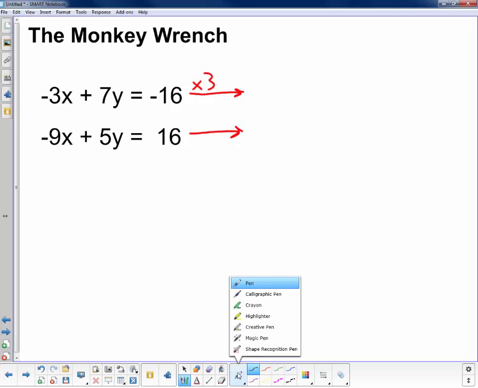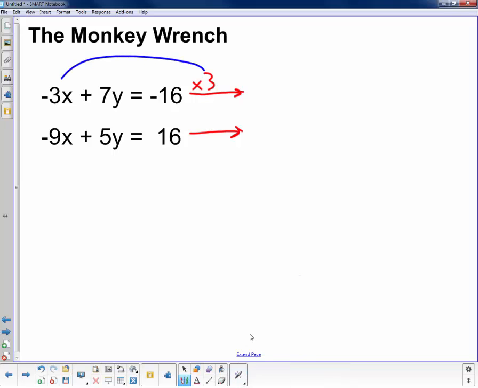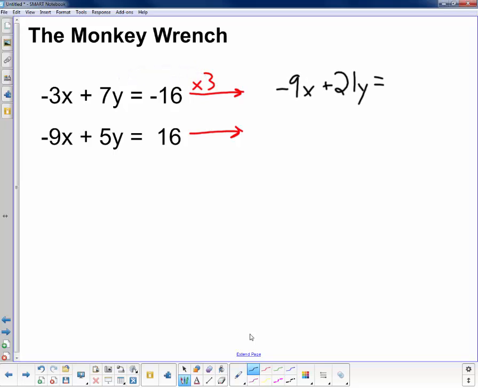Now, if I do this, it's important to remember that this positive 3 needs to be multiplied by all the things in the upper equation, almost like we're distributing it. It has to be equal. So 3 and -3 will give us -9. 3 and 7 will give us 21. And 3 and 16 will give us, what, 48? 30 and 18, yes. On the bottom, again, we're not changing anything.